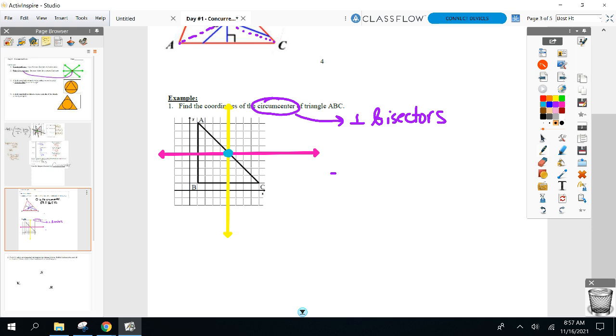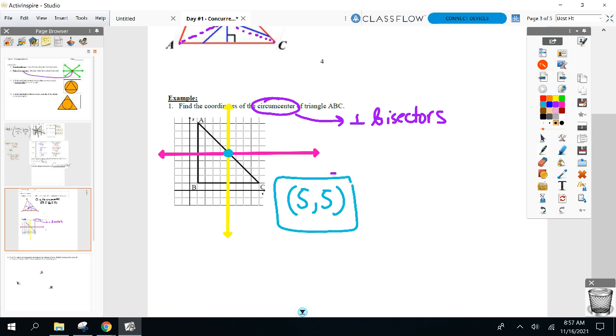I just have to find the coordinates now. Does that make sense? If I did the first two correctly, I don't need to do the third bisector because I know where it's going to intersect. And what's my coordinate here? 5, 5. Is it? Yep. Yeah, it looks good. 5, 5, circumcenter. It's not a cheat code. If you did the first two correctly, you know where it's going to be.